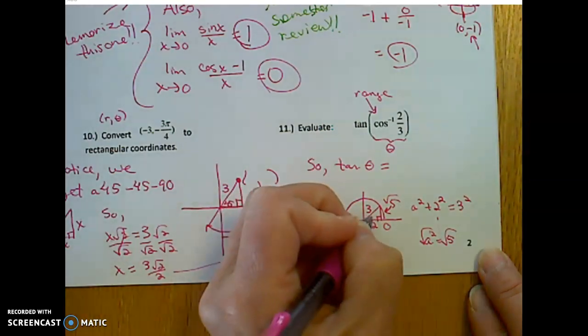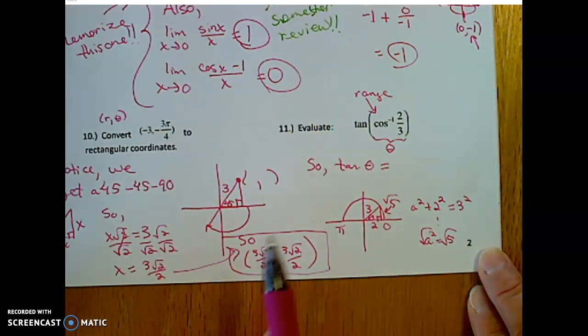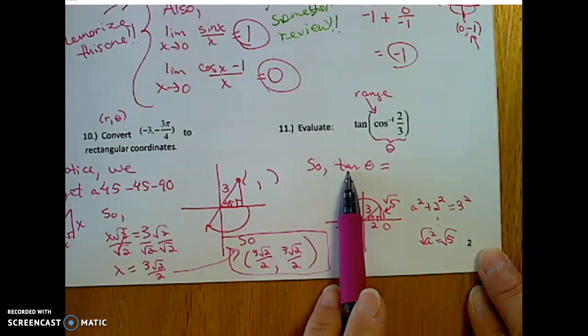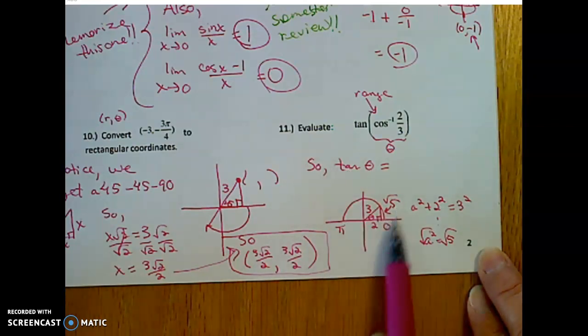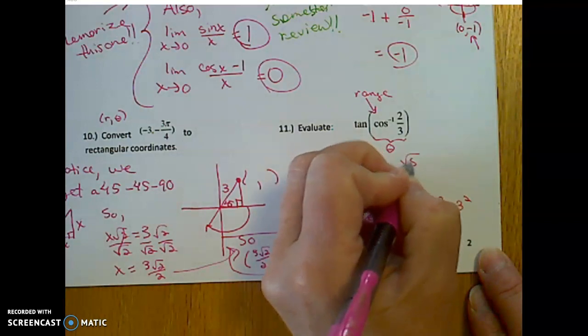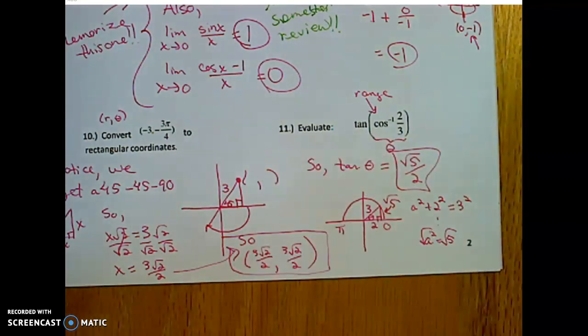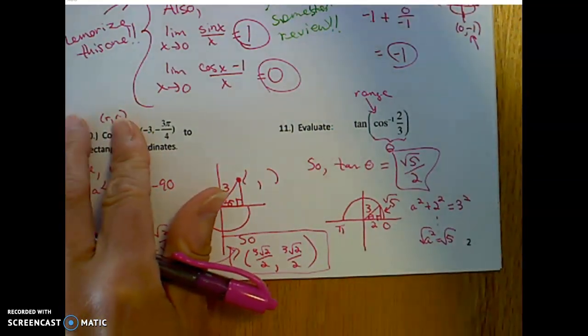So really, here's my angle theta in the first quadrant, and I just want the tangent of that angle. So, TOA, opposite over adjacent, which is root 5 over 2. Alrighty, so remember those ranges of inverse functions we have to keep in mind. Alrighty, let's keep going. Last two, refresh your memory on this one if you need to.